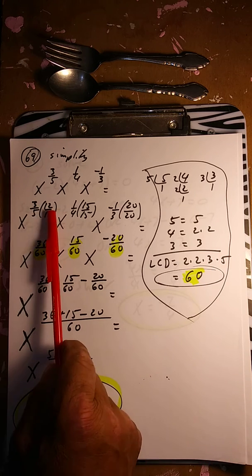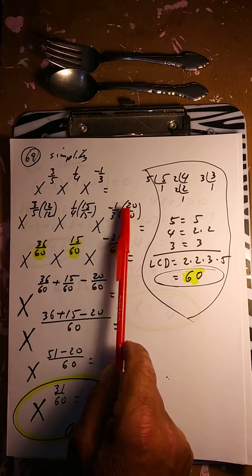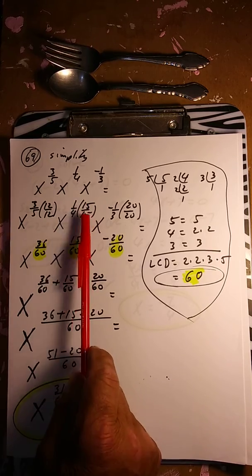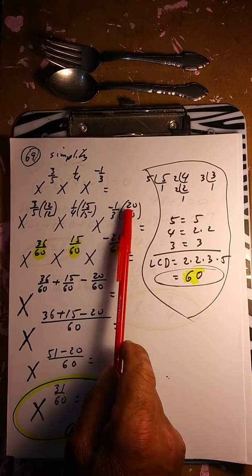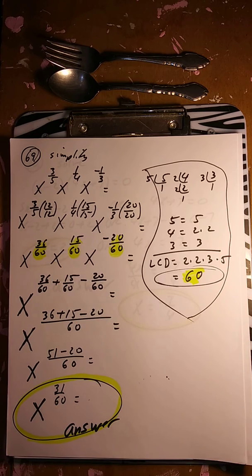So fix it. 12 over 12 times this. So let's make that 15 times that, 15 times that, and 20, 20. So right here we're going to have 36 over 60, 15 over 60, and negative 20 over 60. Now they have the same denominators. Now guess what? We can put it together as one big fraction.